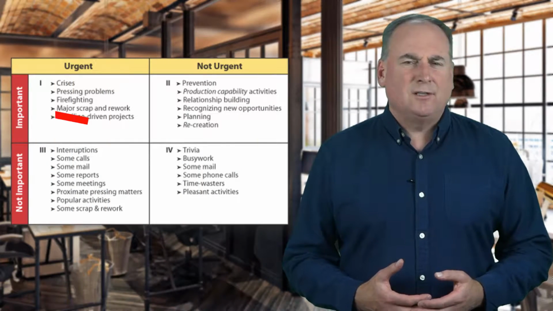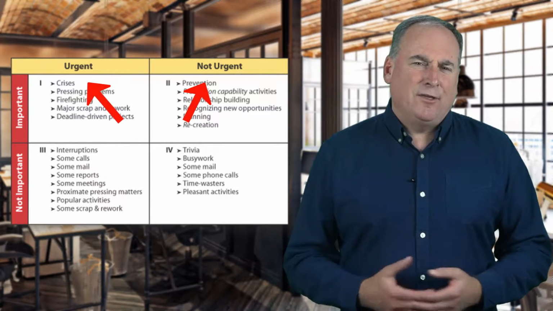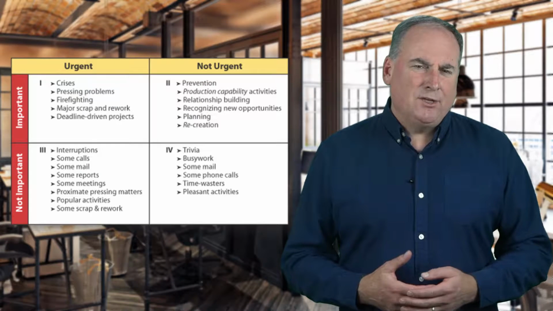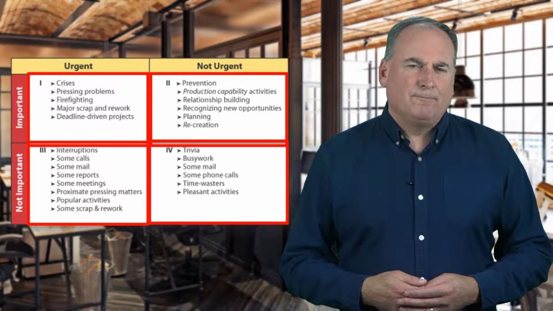So Covey's matrix breaks down the things that we do within our day into 4 quadrants. You've got important things and non-important things, and you've got things that are not urgent and things that are urgent. And the combination of these 2 criteria make up these 4 quadrants.